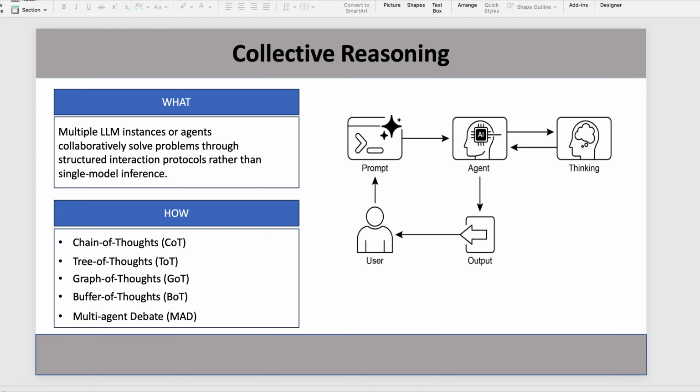Then comes the buffer of thought, BoT. The AI keeps a notebook of useful thinking patterns from past problems and reuses them to solve new problems faster. The final one is the multi-agent debate. In our use case, we are using this method, MAD. Multiple AI agents discuss, argue, and challenge each other's answers like a panel of experts until they agree on the best solution.